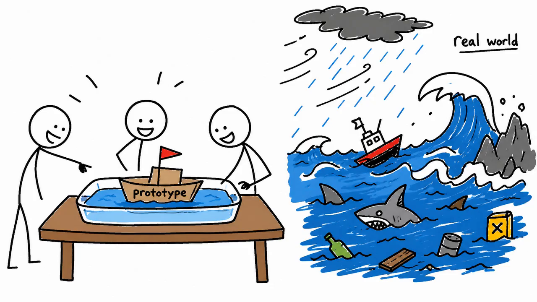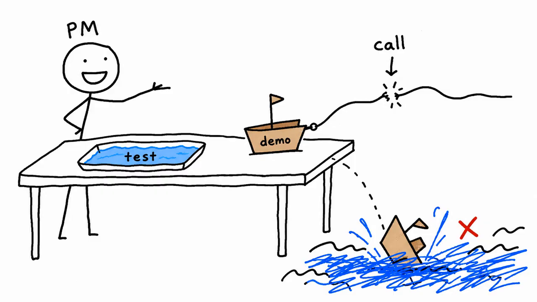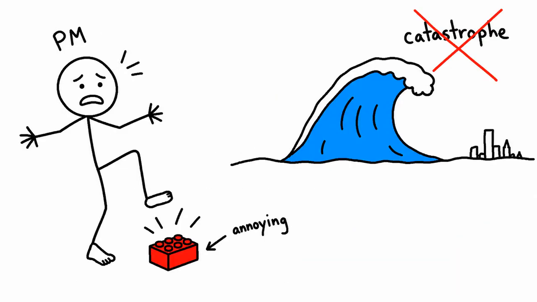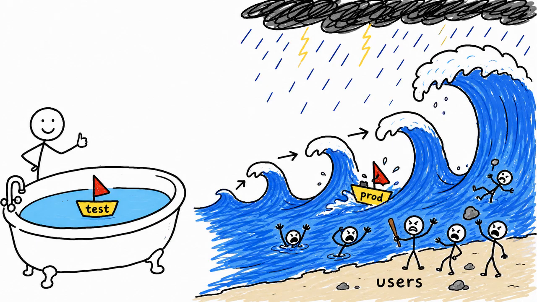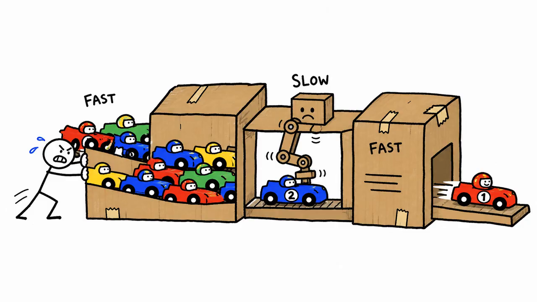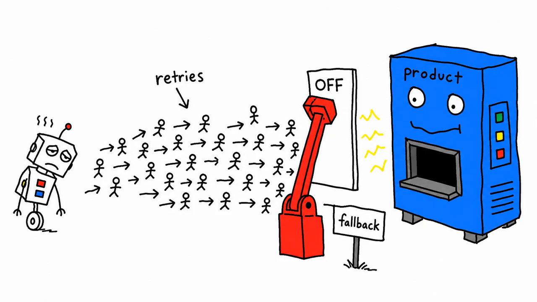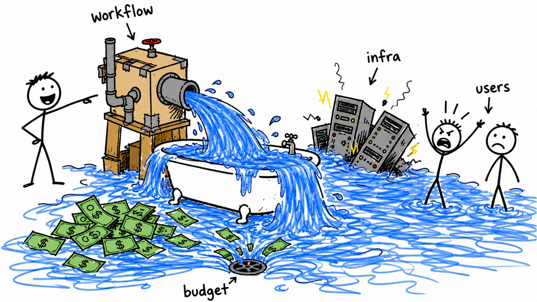In a prototype, teams usually do not think about this. If the AI call fails, the demo fails. That is annoying, but not catastrophic. In production, repeated failures can cascade. One slow service can make the whole product slow. One failing provider can create thousands of retry attempts. One bad workflow can consume budget, overload infrastructure, and frustrate users.